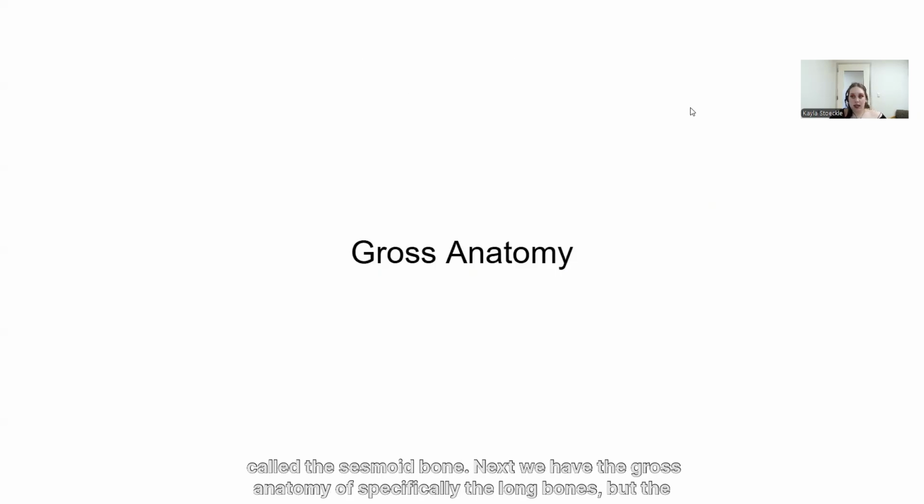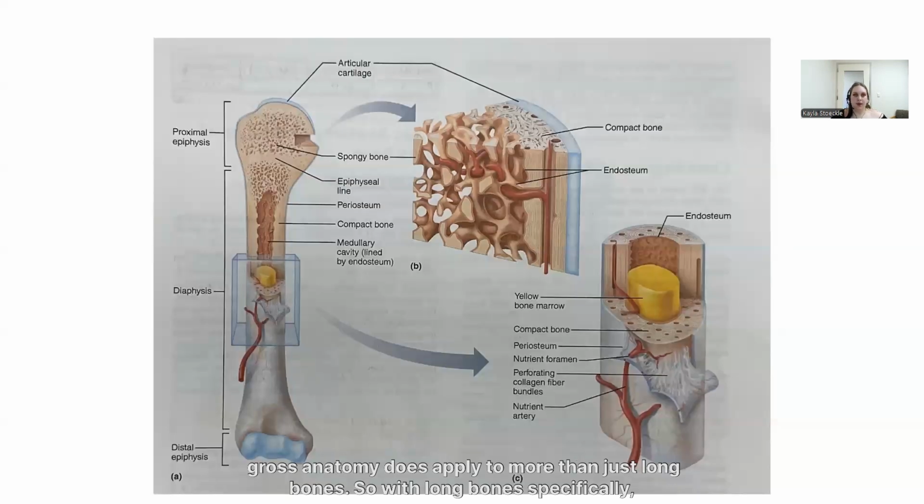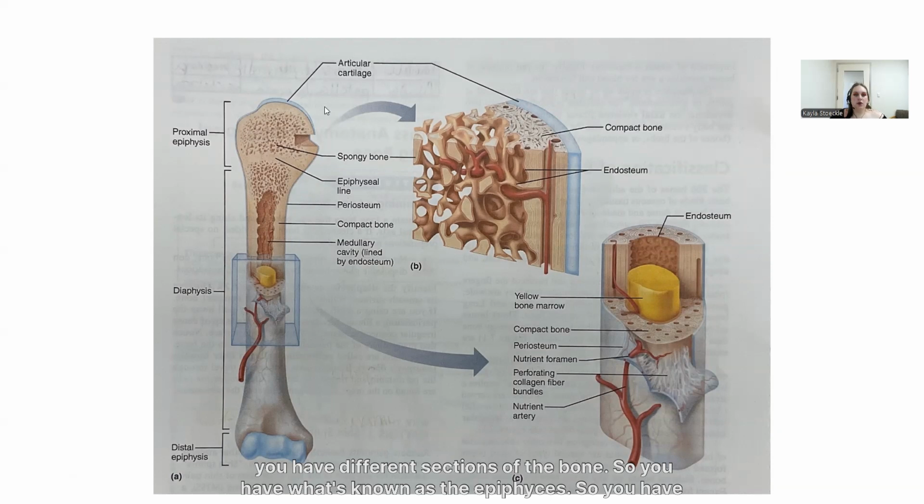Next, we have the gross anatomy of specifically the long bones, but the gross anatomy does apply to more than just long bones. So with long bones specifically, you have different sections of the bone. So you have what's known as the epiphyses. So you have proximal and distal epiphyses, and you have the diaphysis, which is the long section in between the two different epiphyses. The epiphyses are easily seen with the epiphyseal line.